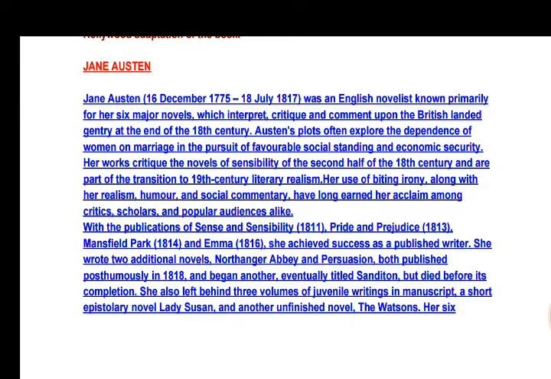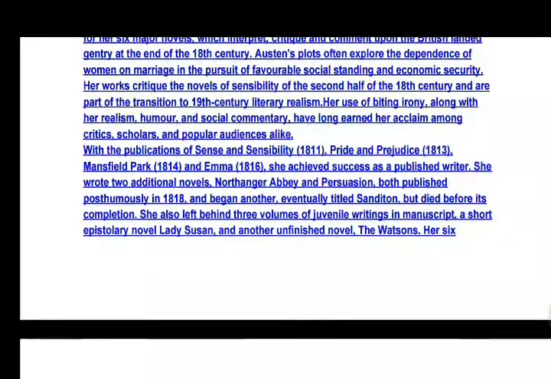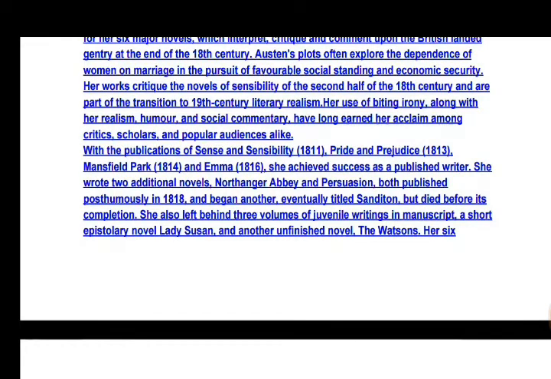Her works critique the novels of sensibility of the second half of the 18th century and are part of the transition to 19th century literary realism. Her use of biting irony along with her realism, humor, and social commentary have long earned her acclaim among critics, scholars, and popular audiences alike. With the publications of Sense and Sensibility 1811, Pride and Prejudice 1813, Mansfield Park 1814, and Emma 1816, she achieved success as a published writer.